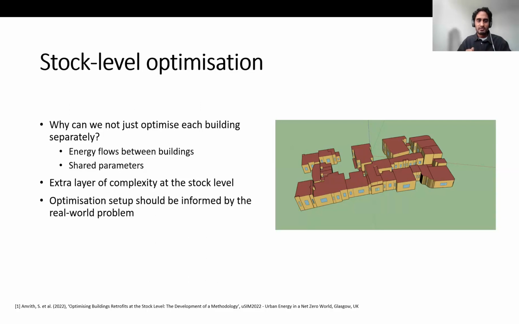But just to mention, there's an extra layer of complexity when you're dealing with the stock level. This is caused directly by the fact that you're considering many buildings at once. And shared parameters is one way I'm proposing to deal with one aspect of that complexity. My research aims to demonstrate that the manner in which the optimization problem is set up should be determined by the real-world problem that needs to be solved, as well as any real-world constraints and the desires for the format of the results as well. So I'll give a little example of the shared parameters and what effect this can have.